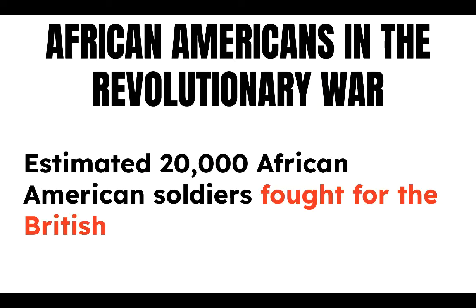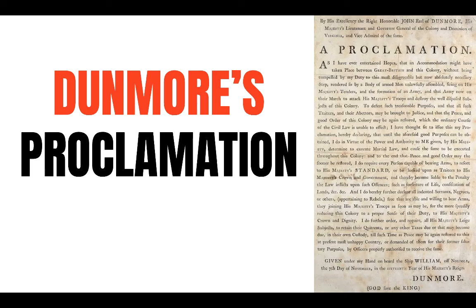Foreshadowing. What is interesting to look at is the fact that an estimated 20,000 African American soldiers fought for the British during the American Revolution. For these individuals, they saw liberty and independence on the side of the British, not the patriot cause. One reason was Dunmore's proclamation issued in 1775.